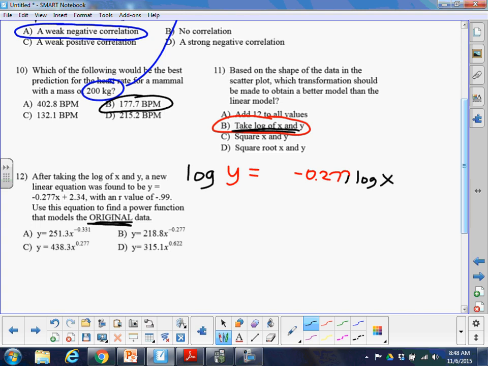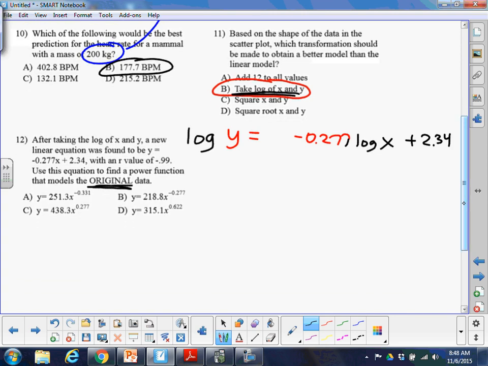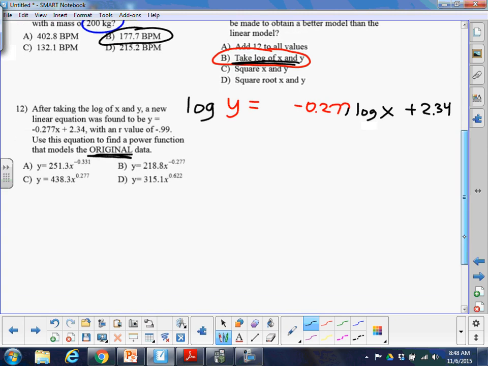Okay, so I'm just replacing x with log x and y with log y, and that plus 2.34 was still there. Okay, and now what we want to do is solve this thing for y and get a new equation. Okay, so there's a few steps involved. So let's first start out. We want to get the logarithms on the same side of the equation.